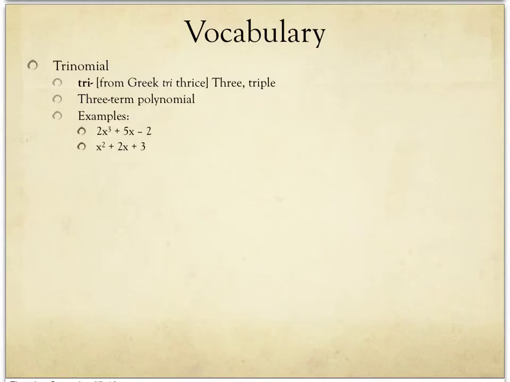Now what we do know is that the example I gave before that I said was not a binomial is actually called a trinomial. Tri means three, and it's a 3-term polynomial, so 2x cubed plus 5x minus 2 would be a trinomial. And if we're looking to divide this trinomial into its 3 terms, we can see that 2x cubed is a term, positive 5x is a term, and negative 2 is a term. Likewise, with x squared plus 2x plus 3, x squared is a term, positive 2x is a term, and positive 3 is a term.